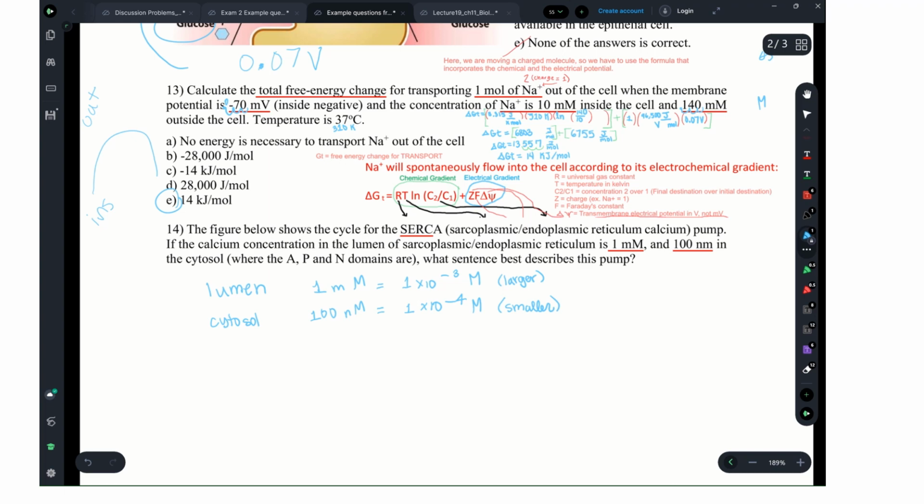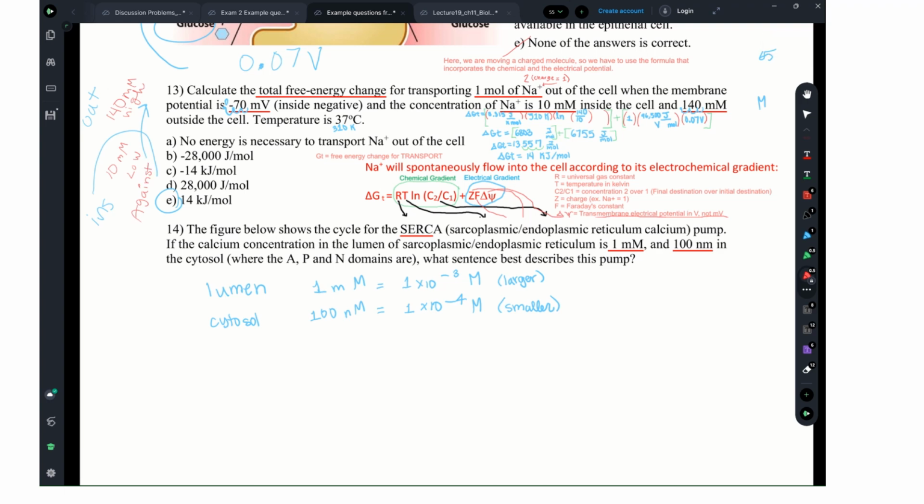And so they said that they're transporting sodium out of the cell. And they're saying sodium inside is 10 millimolar, and outside it is 140 millimolar. So it's going from low to high. So anything that moves from low to high concentration is against the concentration gradient.